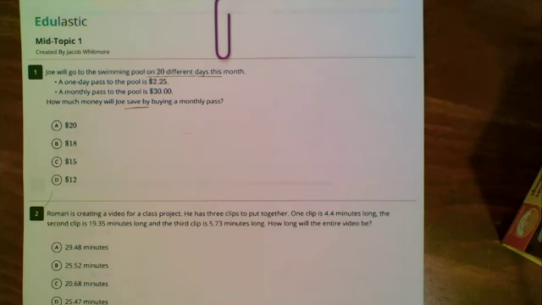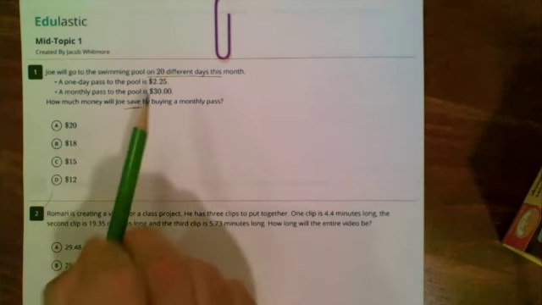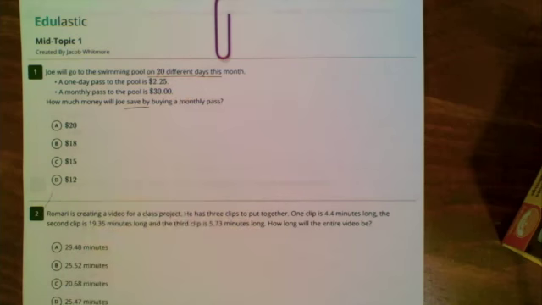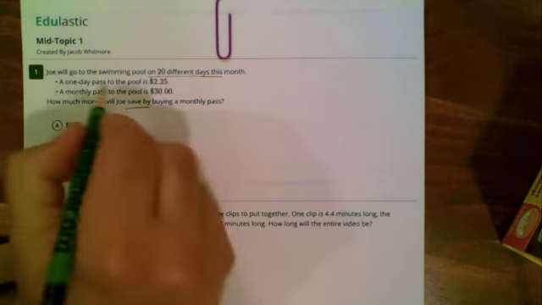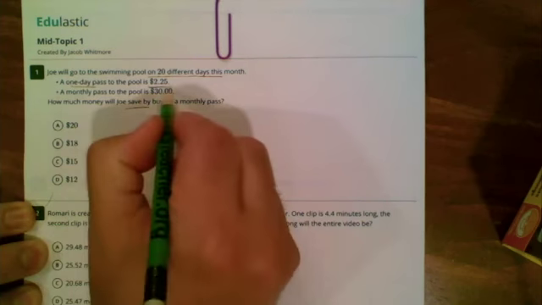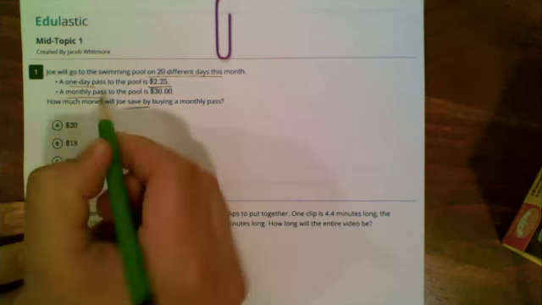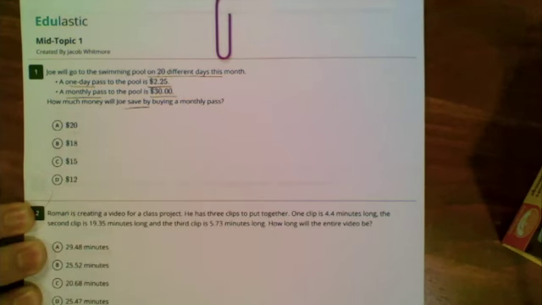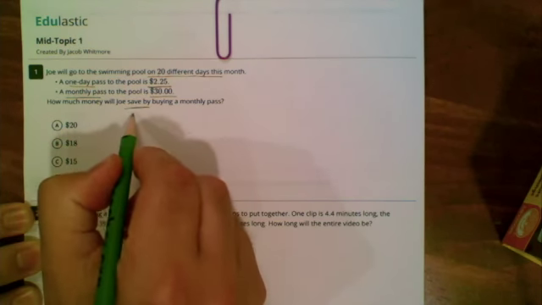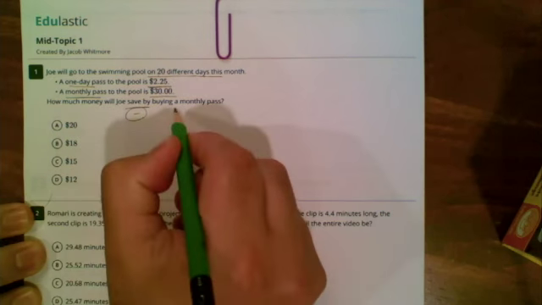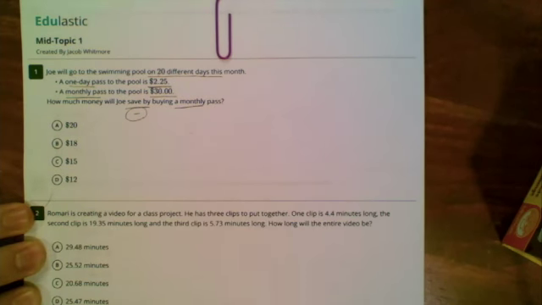First, we have to identify some important information. First, he's going to go to the pool on 20 different days. Next, we see that the one-day pass is $2.25, and a monthly pass is $30. The word save almost always tells us that we're going to be subtracting, and we'll be buying a monthly pass.